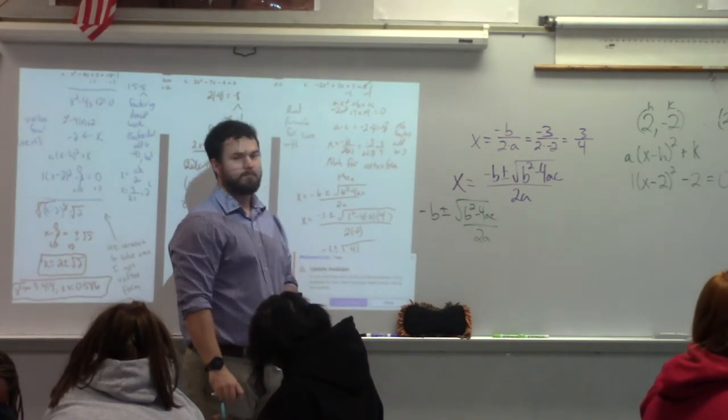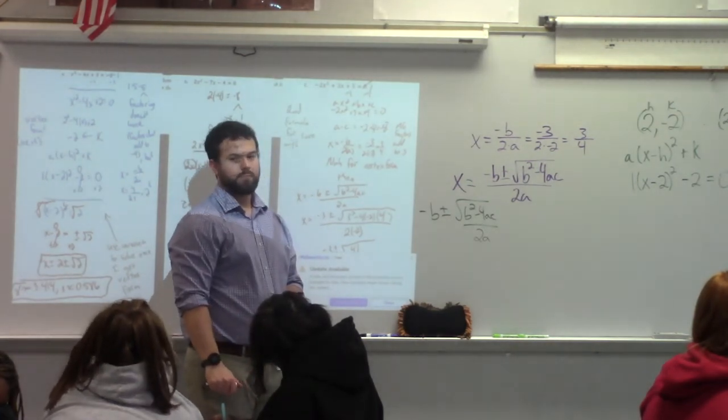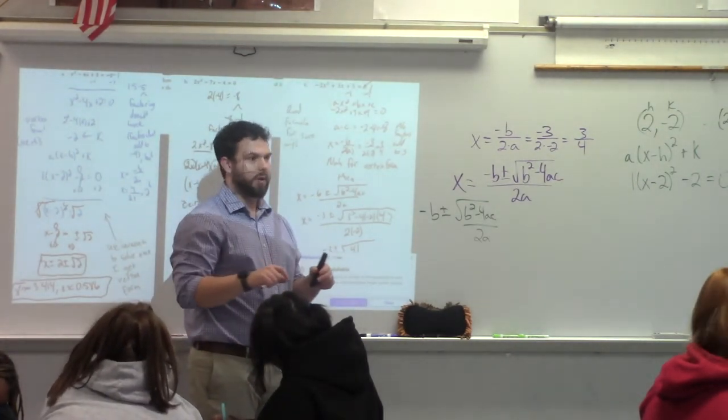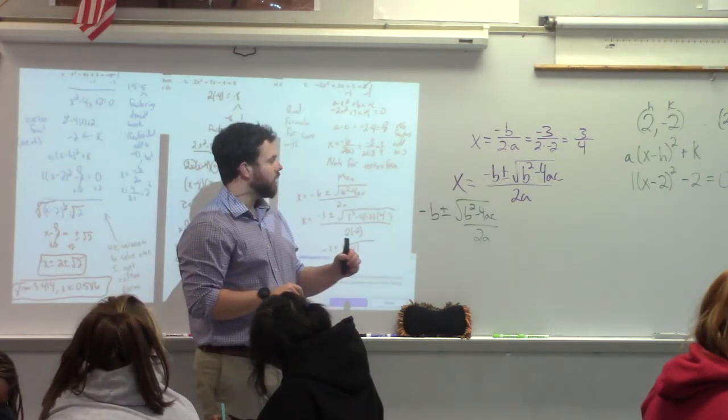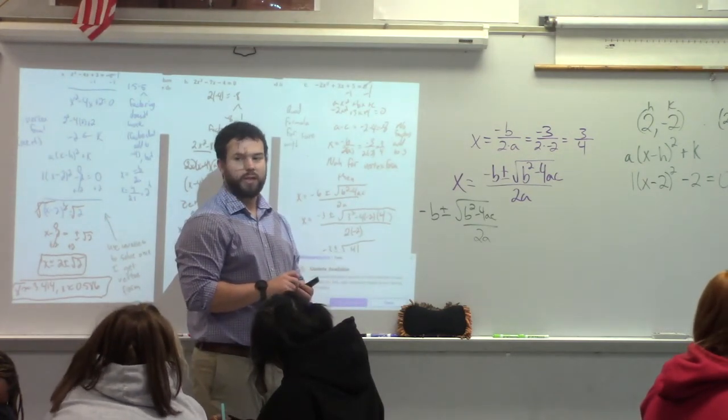What's the issue with that? It's all divided by 2a. Right now, you are only doing b squared minus 4ac.